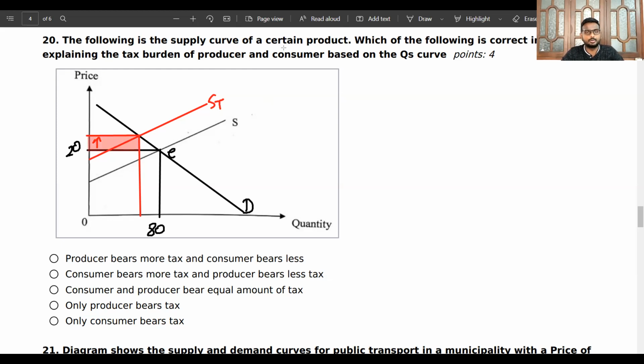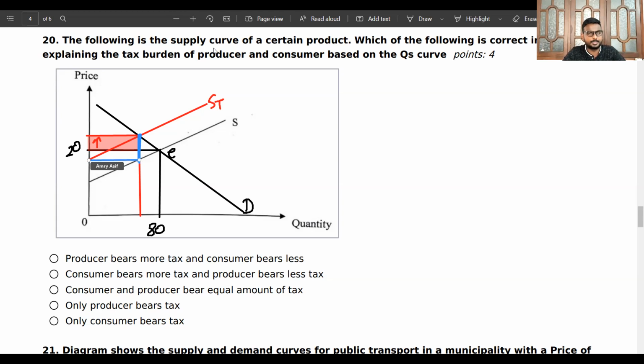Producer's burden, if you take the total tax amount, out of that, the consumer is taking that red area share, then the producer will take the rest. So tax amount is this, the vertical gap between both the supply curves. That is the tax amount. So if you go to the new equilibrium point, from there you have to come to the old supply curve. That's the easiest method to find the tax amount. The vertical gap between both the supply curves is that. Now from there, you can come to the price axis. You will have the producer's price, right?